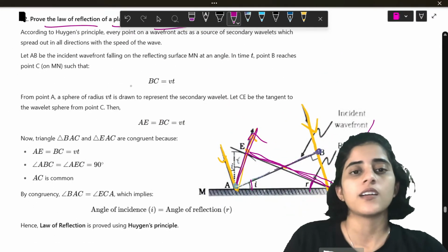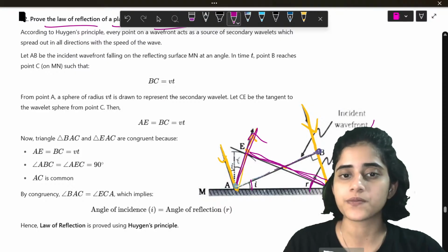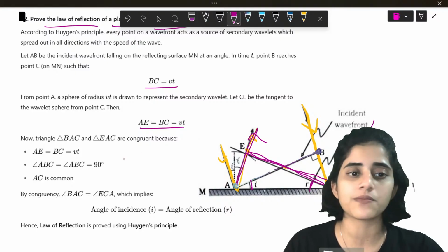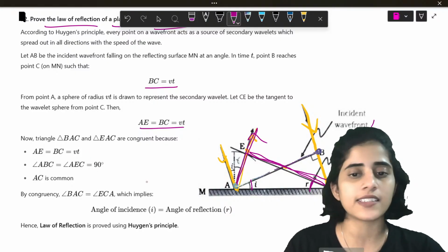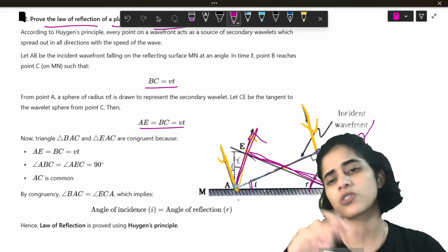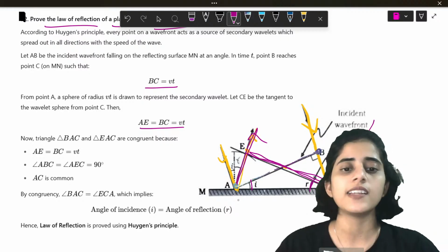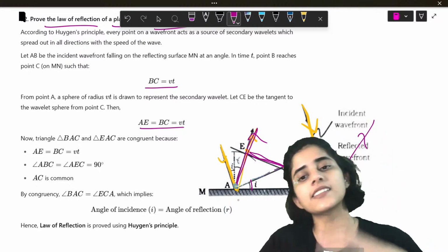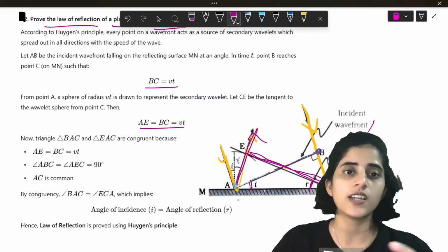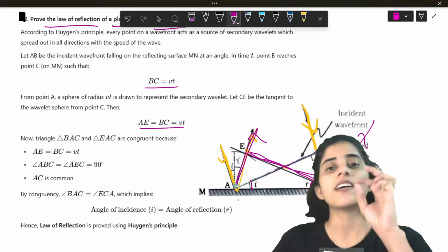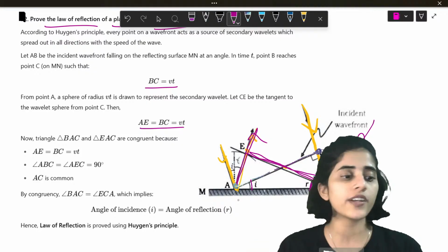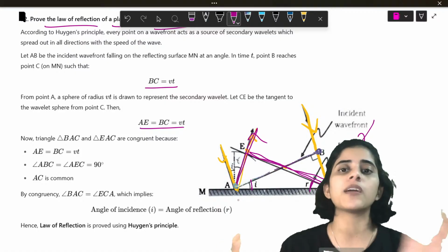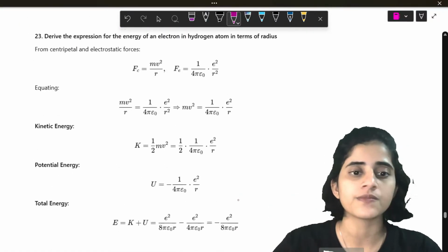Now you get BC. BC is VT. AE equals BC equals VT. It's 90 degrees. Here you're only proving that the angle of incidence is equal to the angle of reflection. That is the basics of reflection. So our aim is to prove that the laws of reflection hold for wavefronts as well, not just for waves, but for wavefronts as well. What are wavefronts? They are a group of waves coming together.